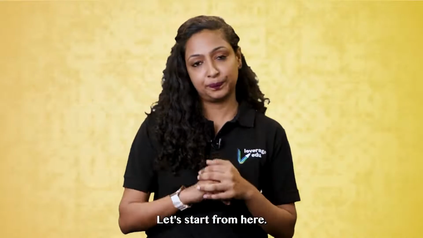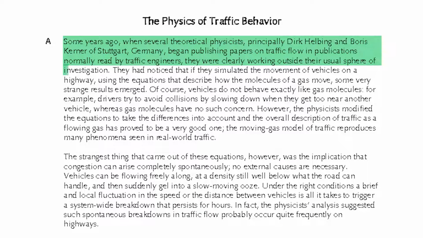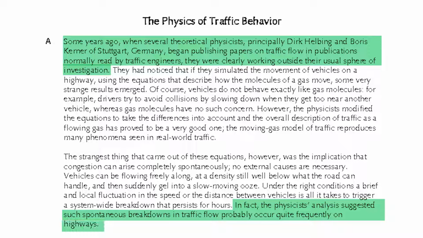Let's start from here. Some years ago, when several theoretical physicists, principally Dirk Helbing and Boris Kerner of Stuttgart, Germany, began publishing papers on traffic flow in publications, normally read by traffic engineers, they were clearly working outside their usual sphere of investigation. Now, the last line says, in fact, the physicists' analysis suggested such spontaneous breakdowns in traffic flow probably occur quite frequently on highways.